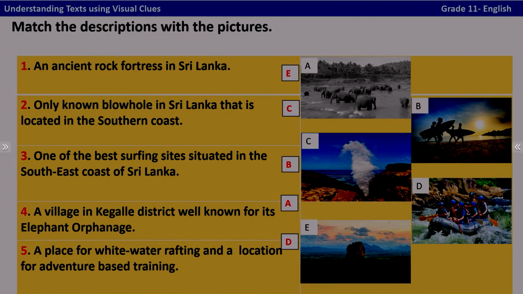What about the third one? One of the best surfing sites situated in the southeast coast of Sri Lanka.